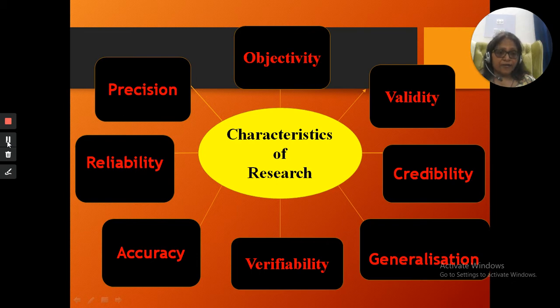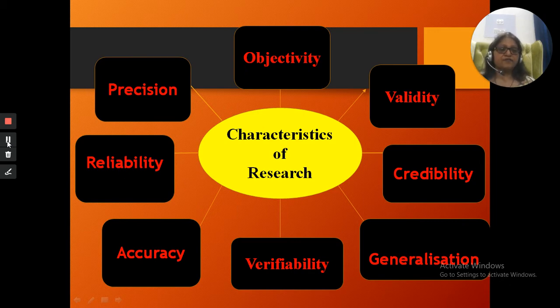It should be valid. Whatever it says, it means. It should have credibility. We can depend on that. Generalization should be there. Generalization is a major characteristic of research: we have conducted research on a certain population, on a certain sample, and then from that sample's results, we can generalize to its population. Verifiability. If one researcher has conducted a research, that research can be verified in different situations as well.